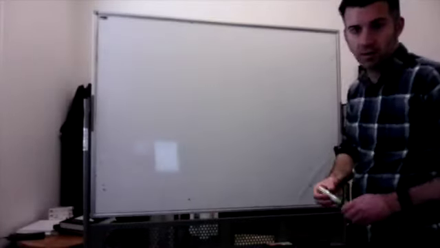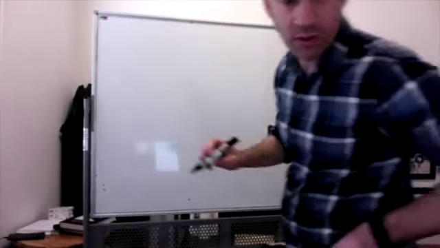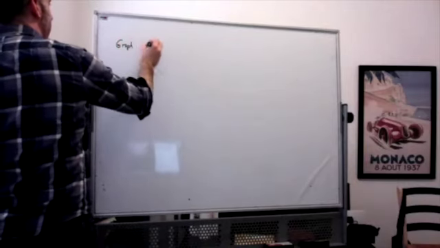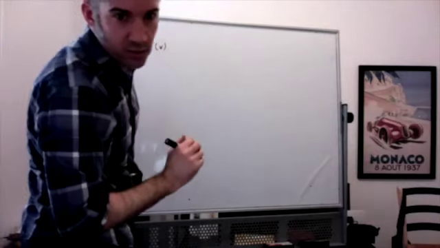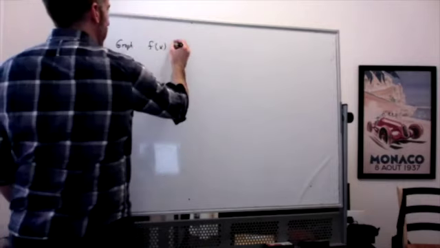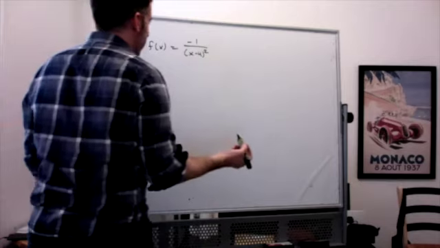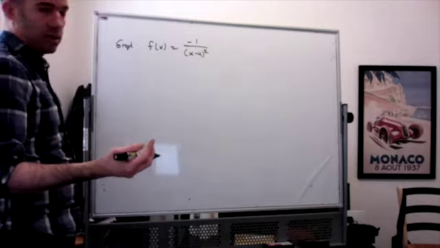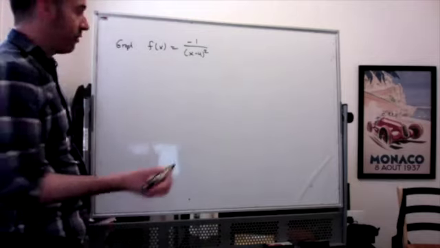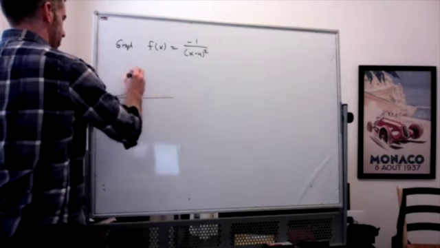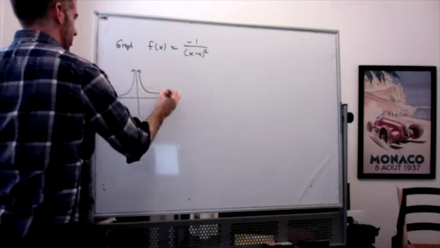Okay. So let's do one more example of these. Let's graph f of x equal to, what do I got here? -1 over (x minus 4) squared. So the parent graph is 1 over x squared. So there's our parent.